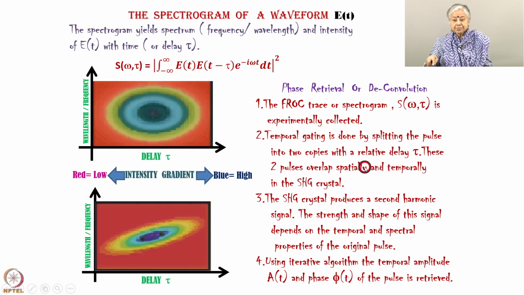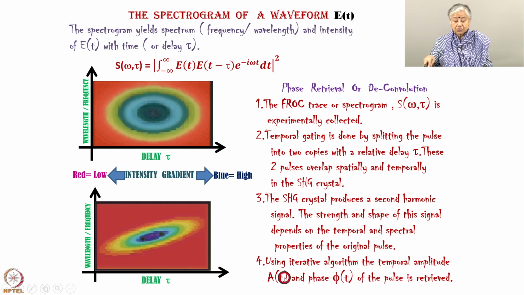Two pulses overlap spatially and temporally in the second harmonic generation crystal, which happened even in the case of the intensity autocorrelation. The second harmonic generation crystal produces a second harmonic signal. The strength and the shape of the signal depend on the temporal and spectral properties of the original pulse. Using an iterative algorithm, the temporal amplitude A(t) and the phase phi(t) of the pulse are retrieved.